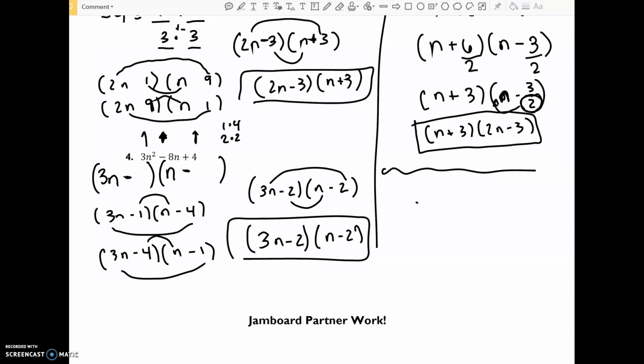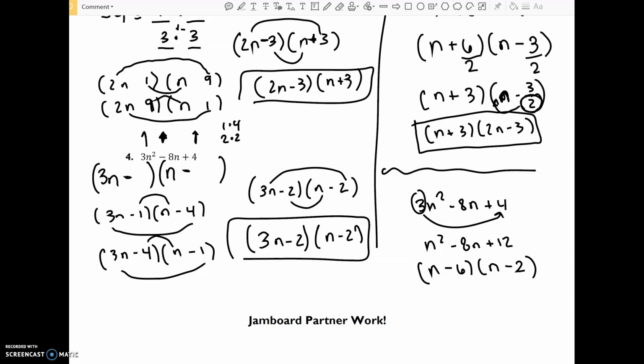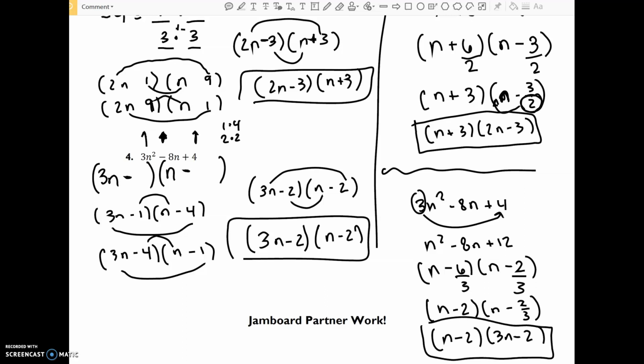So how this works is we take our thing that we're trying to factor. Sorry about the handwriting. We're going to take that 3, we're going to multiply it to the last number. We got n squared minus 8n plus 12. Using your factoring skills, that factors to n minus 6 times n minus 2. Now at this point we have to divide both numbers by that leading coefficient, which is 3. Simplify. If you have a fraction left over, you take the denominator, you move it in front of the variable, and you will notice that we get the same answer.